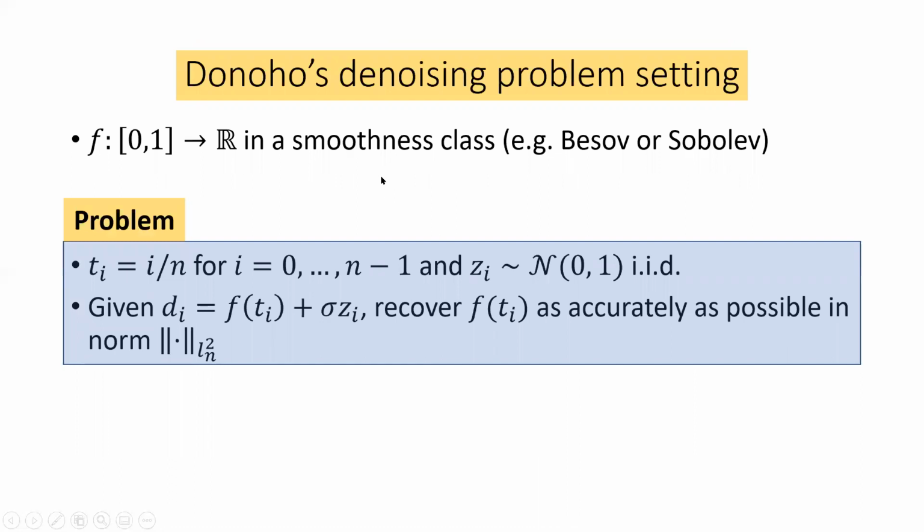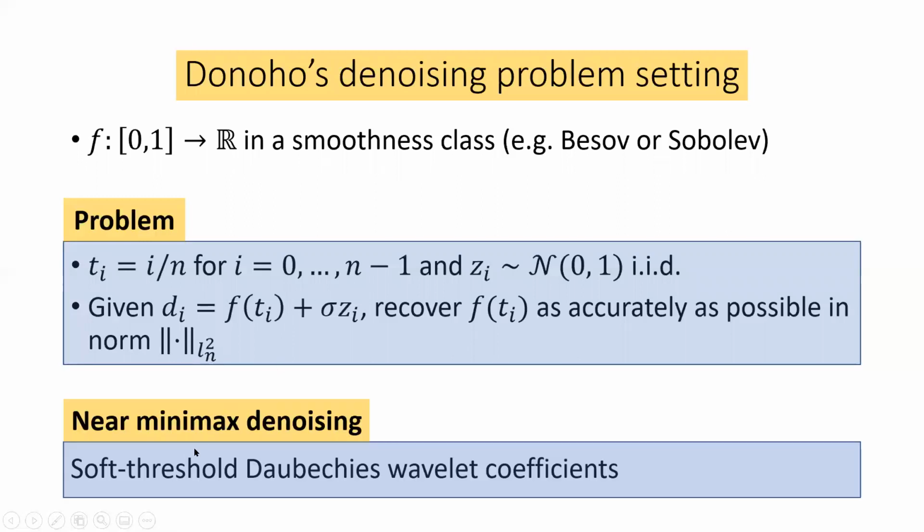So the first problem that we look at is a variant of Donoho's denoising problem. He assumes that F is in some smoothness class, based on a finite number of measurements that are corrupted by noise. The question is, how can we accurately recover F in L2 norm? And Donoho's answer is to soft threshold a certain class of wavelet coefficients. And he shows that this is indeed a near minimax denoising in L2 norm, meaning that this recovery is within a fixed constant of a minimax denoising.